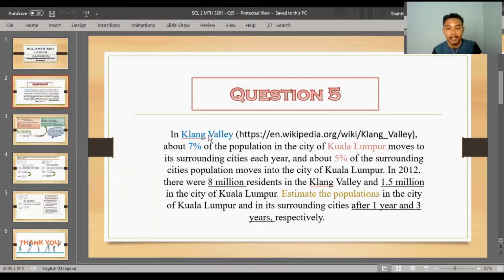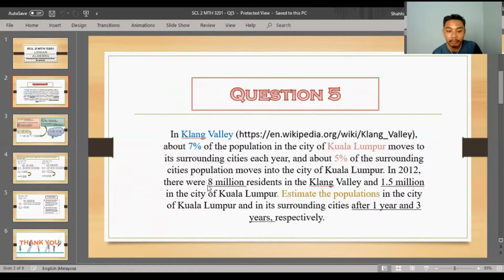In Klang Valley, about 7% of the population in the city of Kuala Lumpur moves to its surrounding cities each year. And about 5% of the surrounding cities' population moves into the city of Kuala Lumpur. In 2020, there were 8 million residents in the Klang Valley and 1.5 million in the city of Kuala Lumpur. And so the question here, we have to estimate the populations in the city of Kuala Lumpur and in its surrounding cities after 1 year and 3 years respectively.